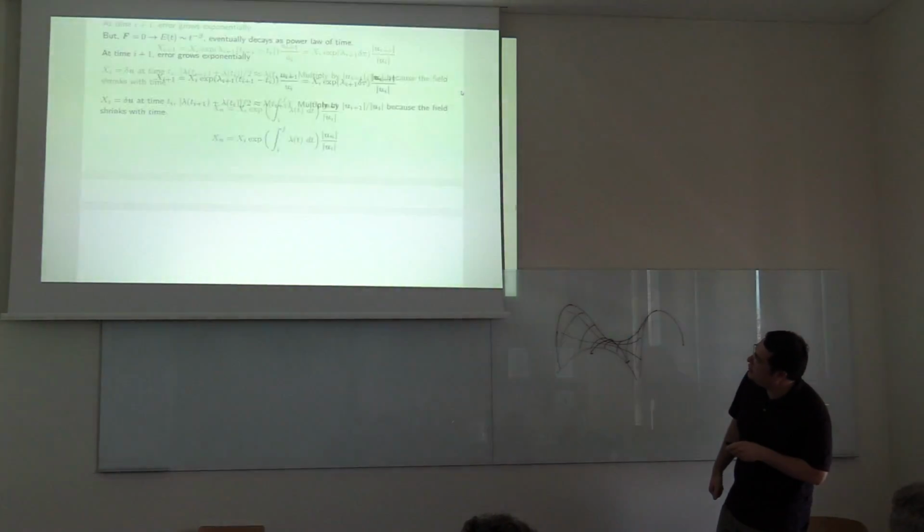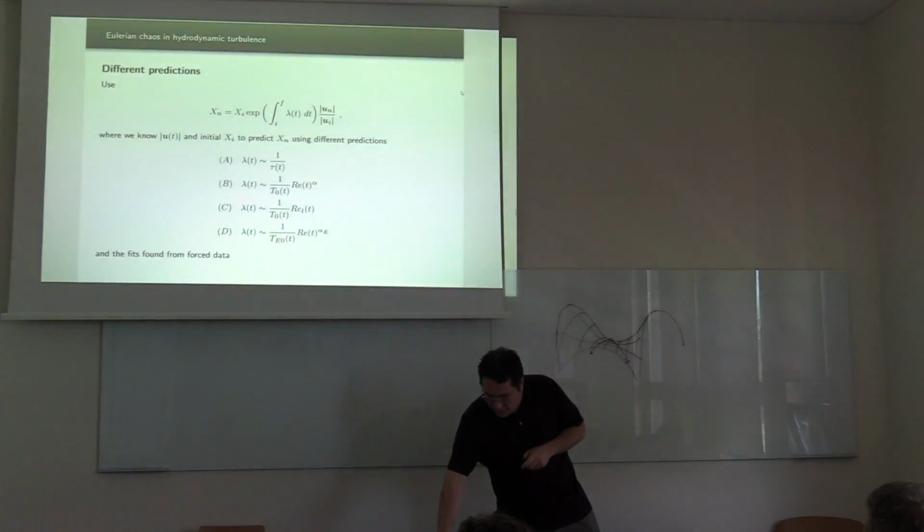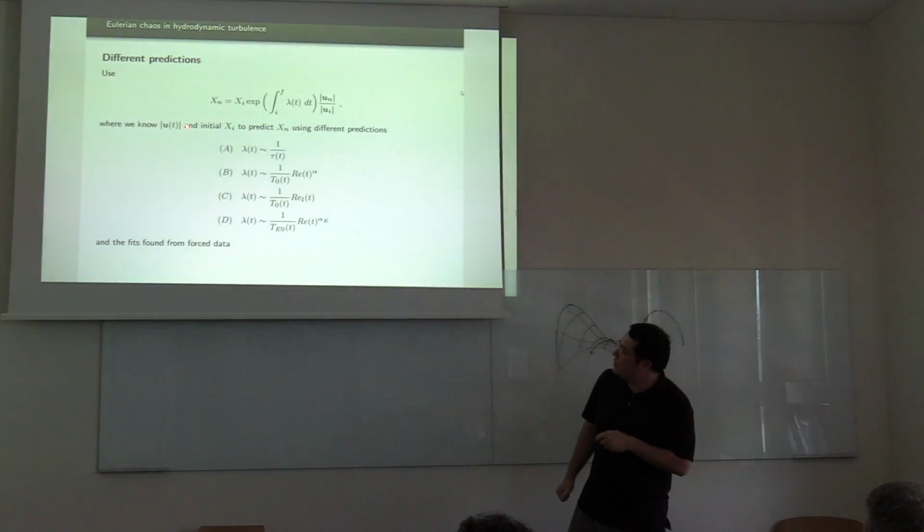So what we can do is we have these 4 different predictions, and instead of having lambda, we have lambda as a function of time, and so we know how the Kolmogorov time depends on time, how the large eddy turnover time depends on time, and the Reynolds number depends on time, and so on.